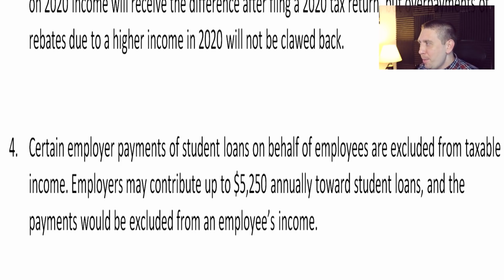Number 4, if you were lucky enough to have this situation, then good for you, honestly. Number 4 talks about certain employer payments of student loans on behalf of the employees are excluded from taxable income. Well, that's pretty nice. Employers may contribute up to $5,250 annually towards student loans of their employees, and the payments would be excluded from the employee's income. That is another nice feature of the CARES Act. If you got that deal, good for you.